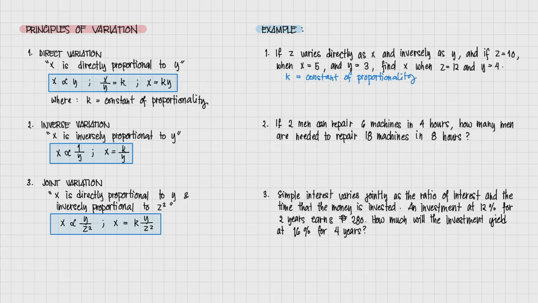Then the given condition of the problem is translated as, so we have Z is equal to K times X over Y. Or we could also say that K is equals to Y times Z all over X. So substituting the given, we can get K, so solve natin yung K natin, our Y is equal to 3, and Z is equal to 10, divided by X, which is equals to 5.